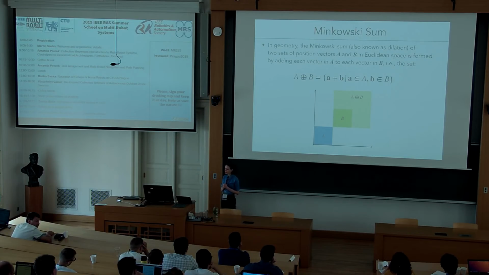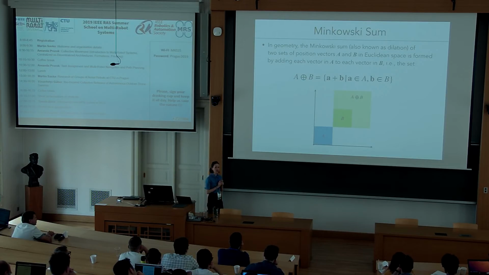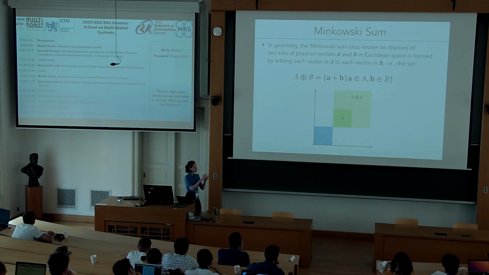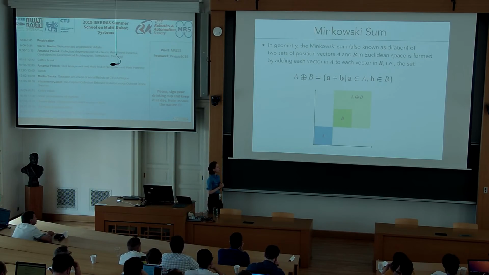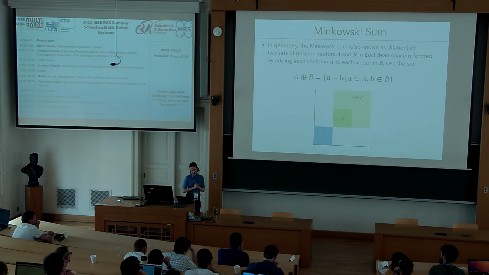Say that we have an area A, which contains a set of position vectors that start at this origin and end anywhere within this blue area. And area B, you can think of as an obstacle. If I do the Minkowski sum of area A with area B, this results in this light green shaded area, A plus B, which is known as a dilation of the area B through area A.